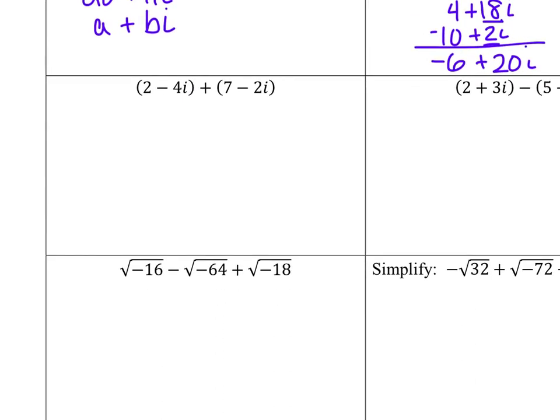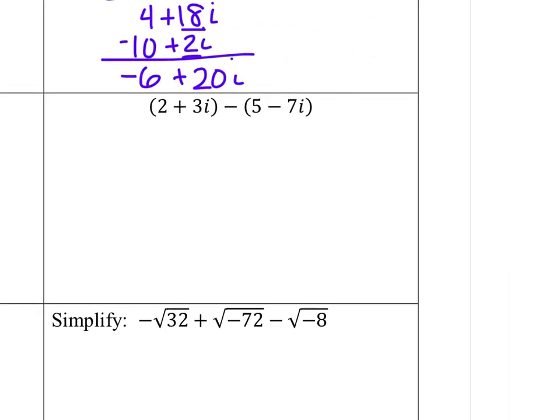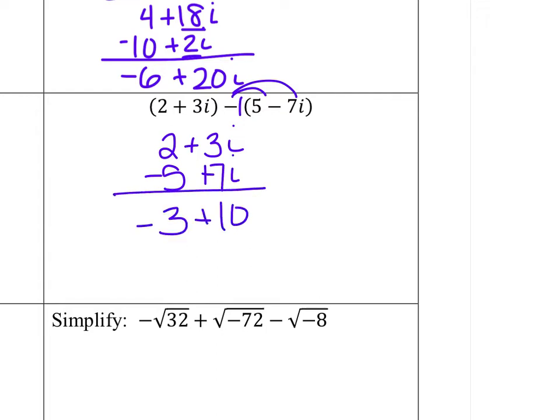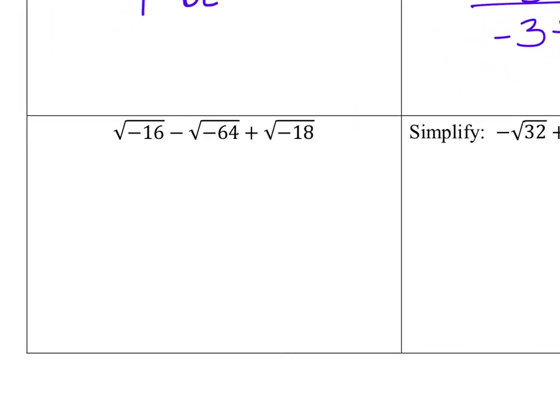Okay, this one's pretty straightforward. 2 minus 4i. This is addition, so I'm just going to keep the signs the same. Combine like terms. And this one is already in a plus bi form. Good for us. So this is just a subtraction problem. So remember, if you like to think of it that way, you've got to distribute in. So it's 2 plus 3i minus 5 plus 7i. Combining like terms, negative 3 plus 10i. Okay, this one might not be the same as yours, but just make it so it is.